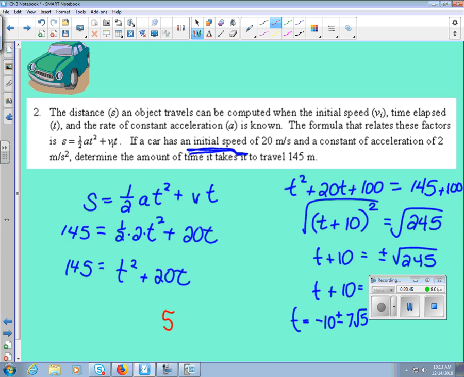So 5.65 seconds, which isn't that long actually. That's why I got all the cars. Sometimes in those car ads, it can go from 0 to 60 in this many seconds, because if you want to go really fast.